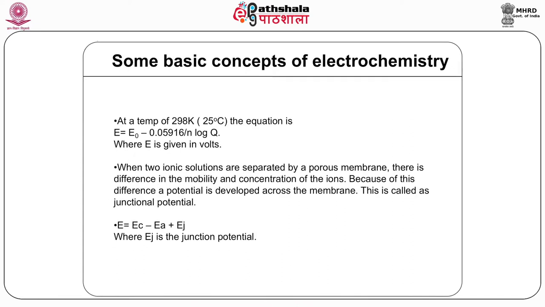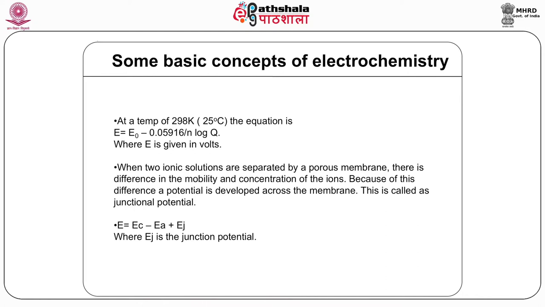Now, at a temperature of 298 K, which is 25 degrees Celsius, the equation is E equals E0 minus 0.0592 by n log Q, where E is given in volts. Now, let's come back to the cell. The potential of the cell is given by E equals EC minus EA. Now, EC and EA are the reduction potentials at the cathode and anode.